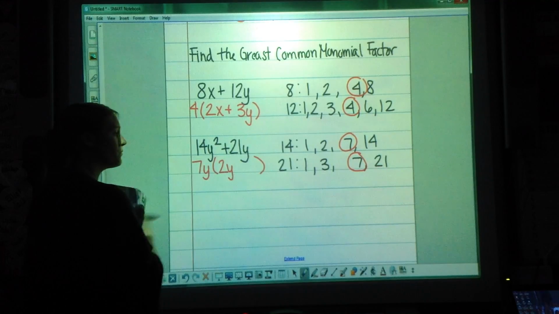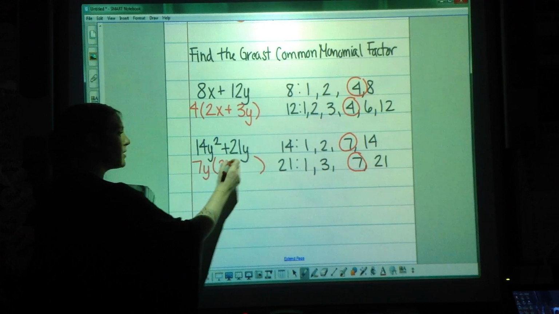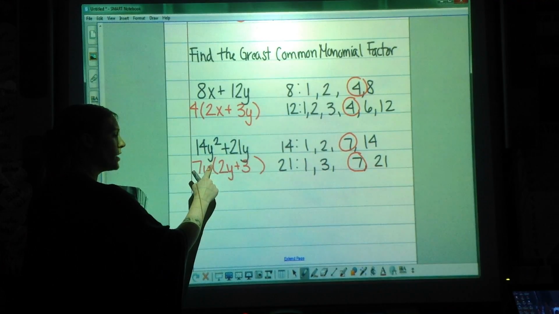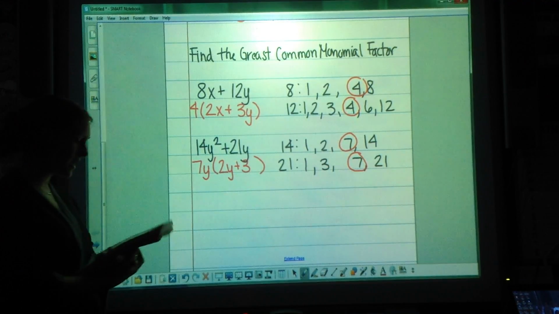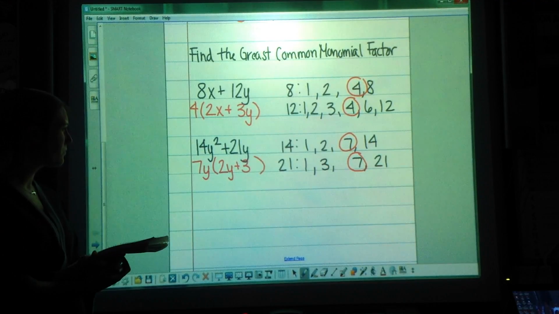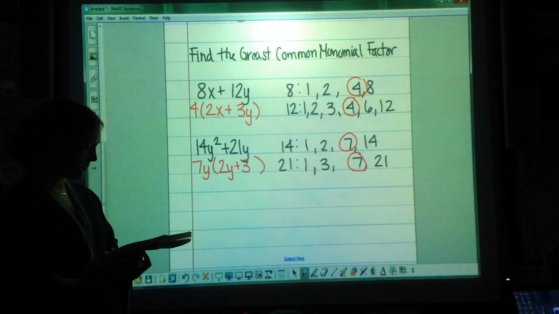So I can put a 1 here. 21 divided by 7 is a positive 3. Y divided by y, 1 minus 1 is 0. So I'm not going to put a y here. So my answer is 7y times the quantity 2y plus 3. Okay.